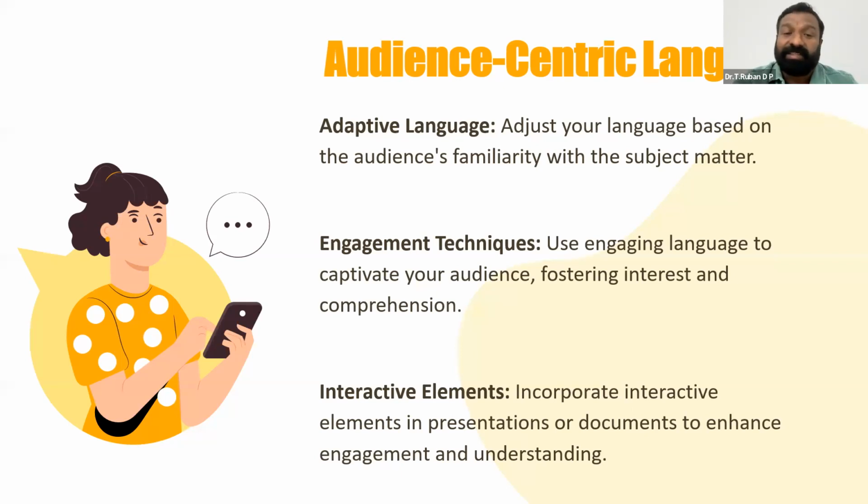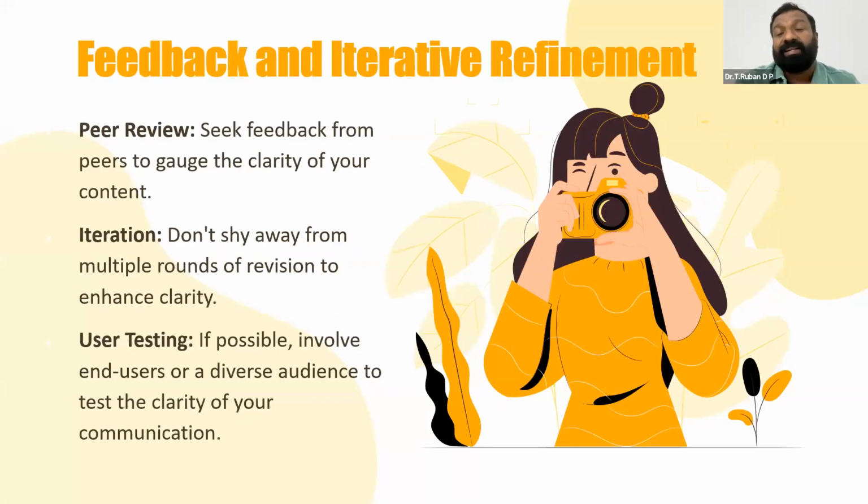And finally, the next slide: feedback and iterative refinement. Let's dive into the world of continuous improvement. Make your work better and clearer over time. There are 3 steps. One is peer review. Picture this like a team huddle. Share your work with your peers and get their feedback. It is like having a second pair of eyes to make sure everything is crystal clear.